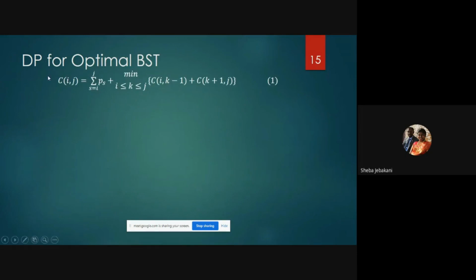So the final formula that you need to remember is C of ij. For any C of ij you want to find out, it is equal to sigma s equal to I to j probability of the value s plus minimum over all k's. K's are the different choices you can have, with each and every one of the nodes as the root. So k stands for the root node. So you can talk about the number of comparisons from I to k minus 1 and the number of comparisons from k plus 1 to j as well.